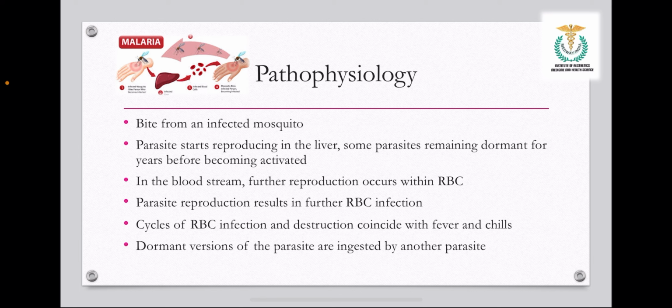Next is the pathophysiology. So how it is caused and how the person gets infected. When the infected mosquito bites a human being, this parasite starts reproducing in the liver, and some parasites remain dormant for years before becoming activated. Then in the bloodstream, reproduction occurs within the RBC, and the parasite reproduction results in further RBC infection. The cycles of RBC infection and destruction coincide with fever and chills, and the dormant versions of the parasites are ingested by another mosquito.